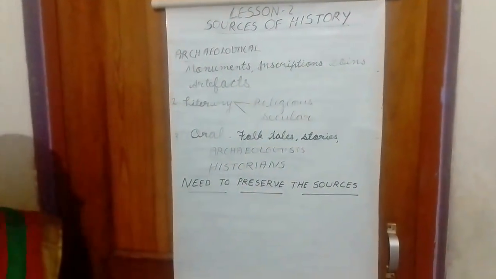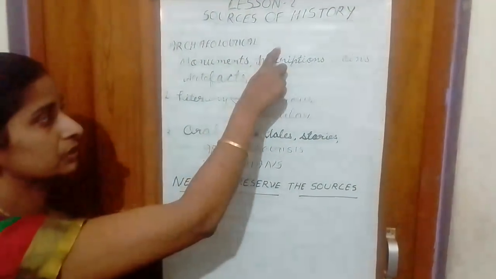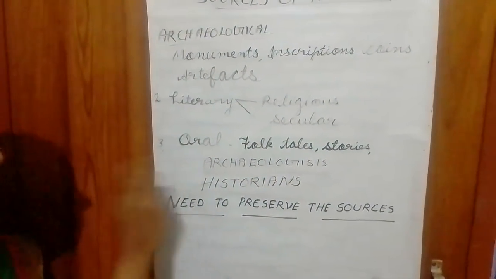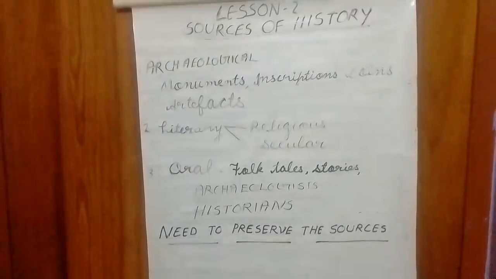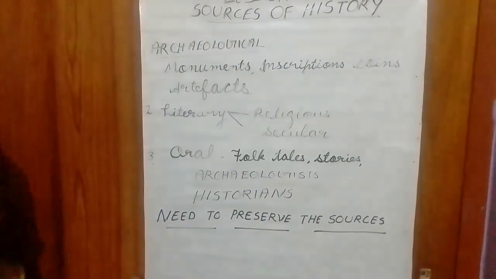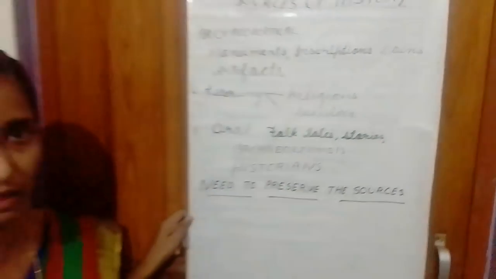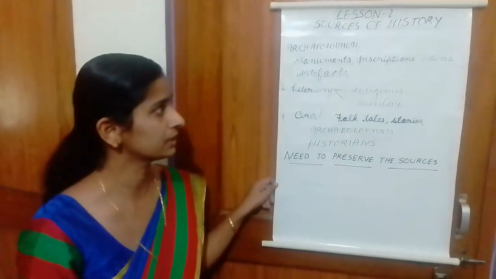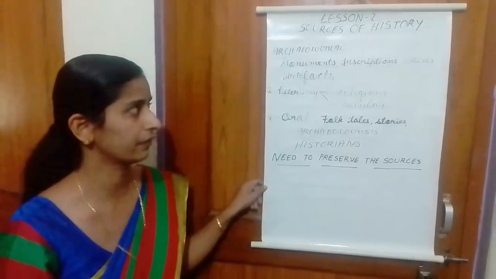Sources of history are classified into three: archaeological sources, literary sources and oral sources. What are the archaeological sources? That is the old buildings which have historical importance. It includes monuments, inscriptions, coins, artifacts.